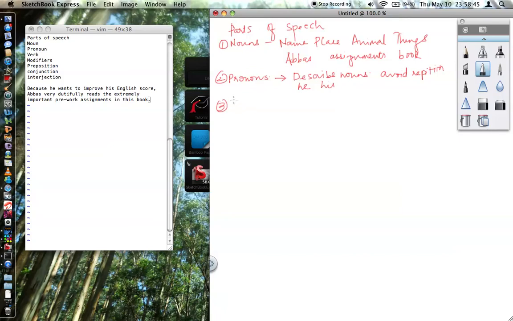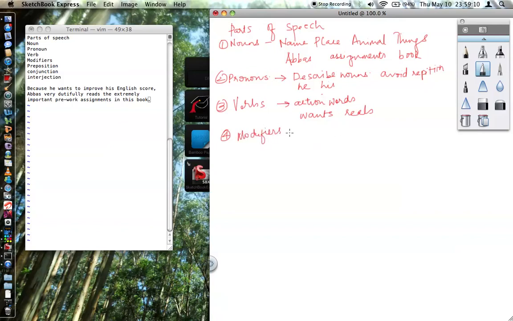Third one is verbs. These are action words. Examples for verbs would be wants, reads. Fourth is modifiers.